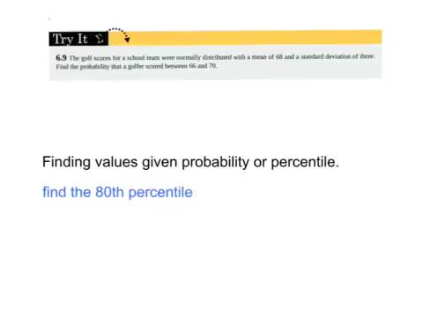exam. So I have the golf scores for a school team are normally distributed with a mean of 68 and a standard deviation of 3. Okay, find the probability that a golfer scored between 66 and 70.